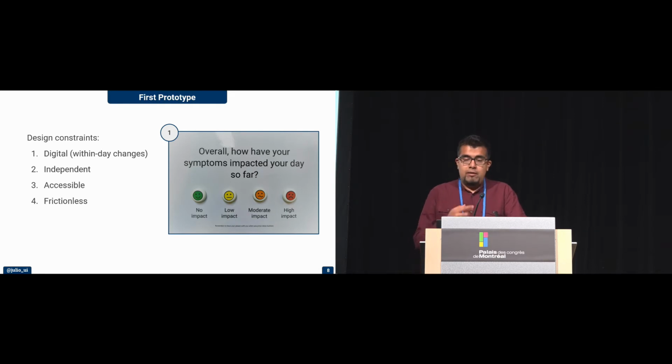So we came up with this A4 board where participants had to report the impact of their symptoms in their day-to-day life. And to do this, they have 4 Bluetooth buttons, arranged in a similar fashion to a visual pain scale that went all the way from no impact to high impact. And they could press these buttons as many times as they wanted during the day. We deployed these for 15 days and gathered feedback.